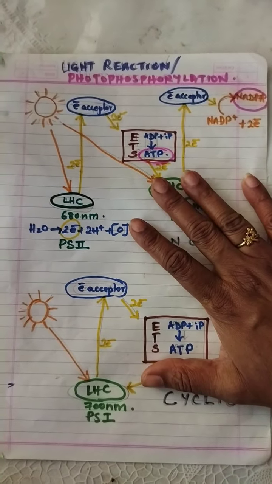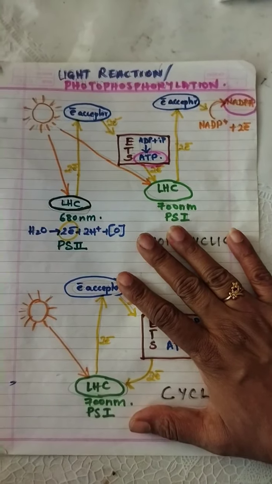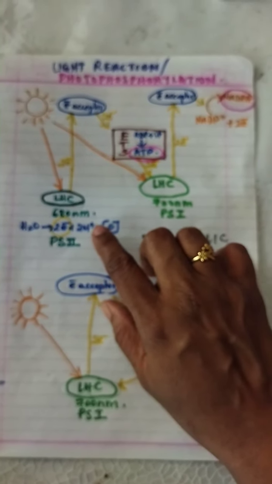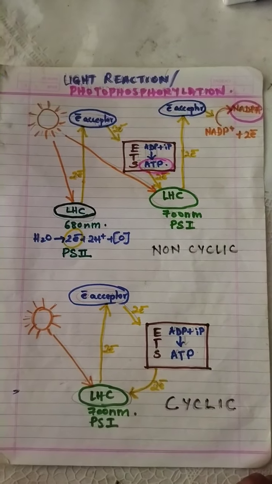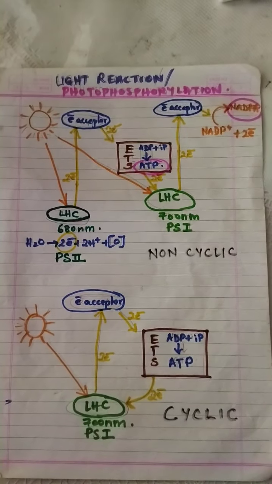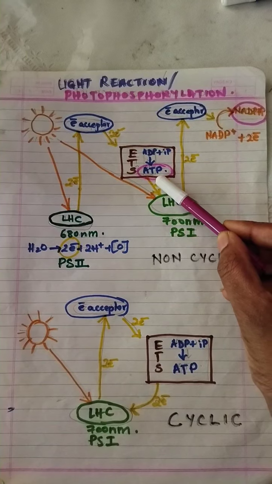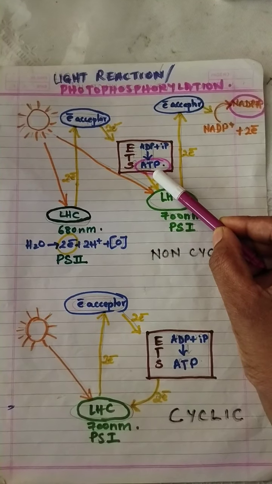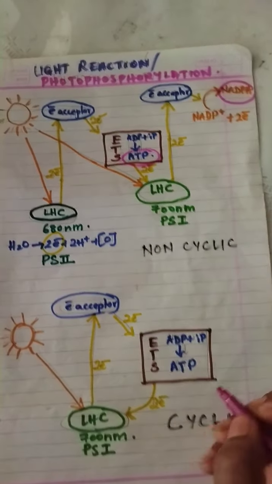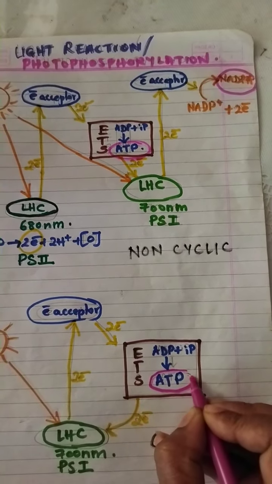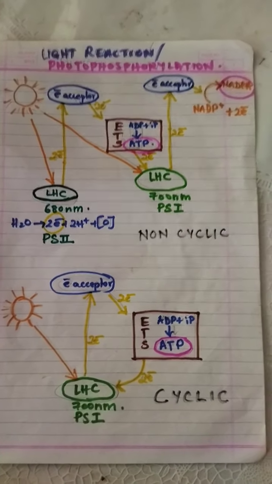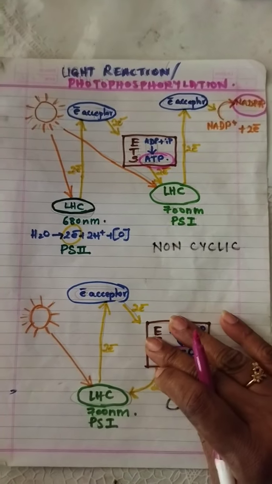In both of these, the similarity is that light energy is absorbed by photosystems having light harvesting pigments, and this energy is used to produce chemical energy, or light energy is converted to chemical energy. So you can see here in the cyclic reaction also ATP is formed, which is a form of chemical energy. Now what is the difference between the two?